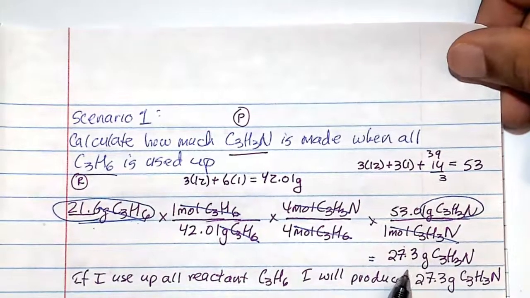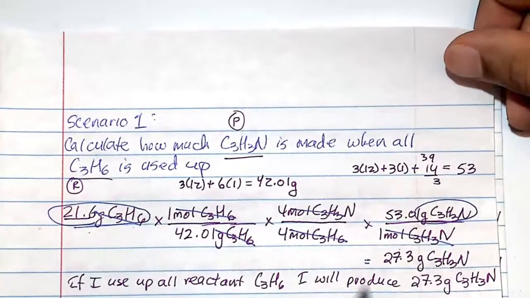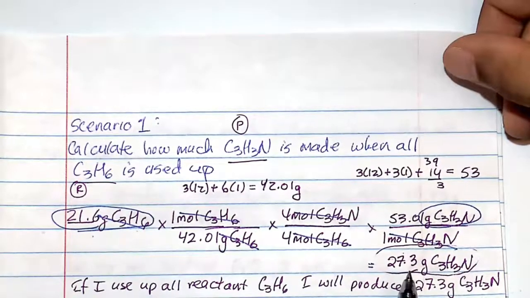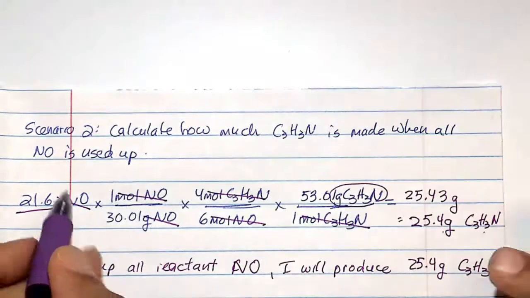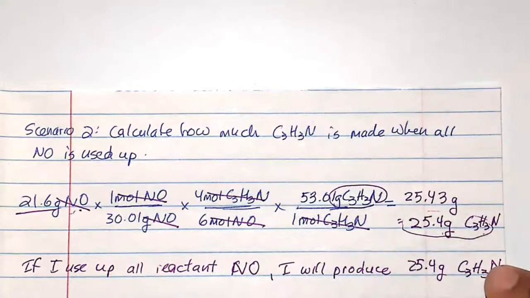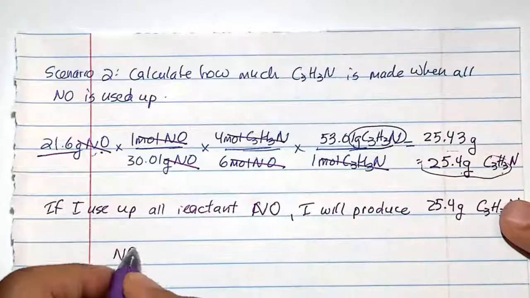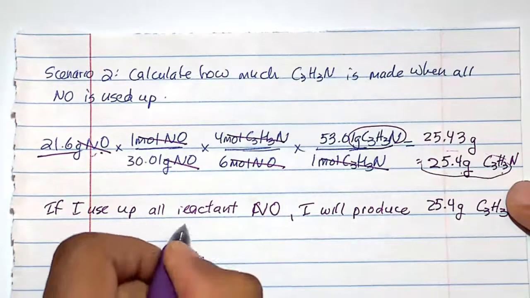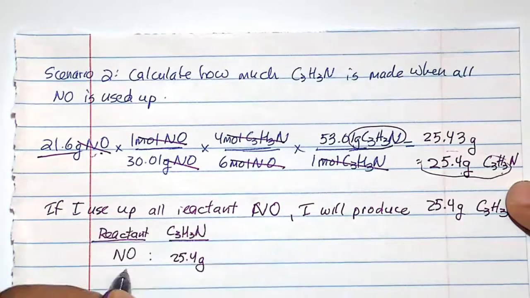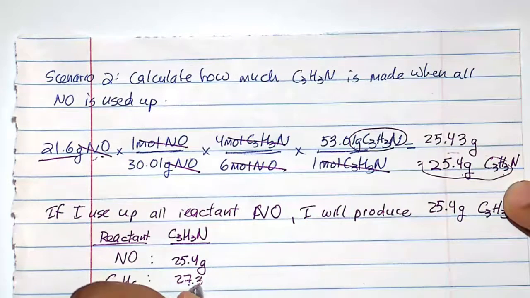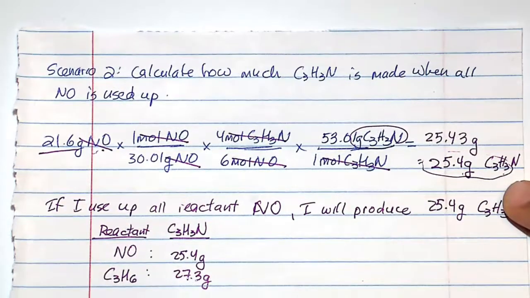So let's do a comparison. If we use up all of this reactant, we make this much product, potentially. So using up all of NO as the reactant, we produce 25.4 grams of product C3H3N. And using up C3H6 propylene gas, we can make 27.3 grams of our C3H3N acrylonitrile product.